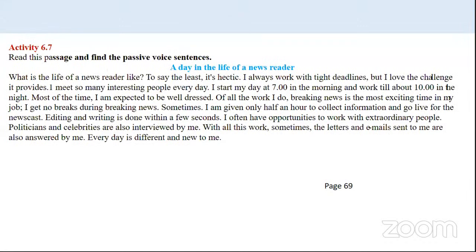Now in your textbook, page number 69, activity 6.7. Read this passage and find the passive voice sentences. So I'm going to read it to you. You read after me and try to find the passive voice sentences in this passage.